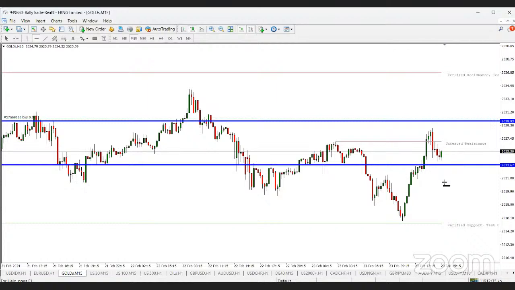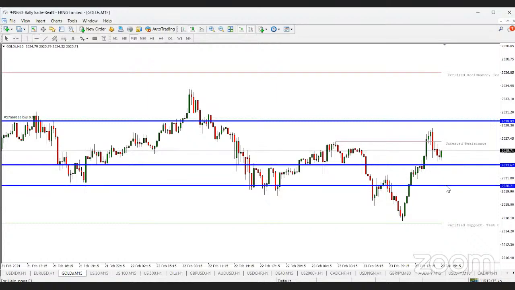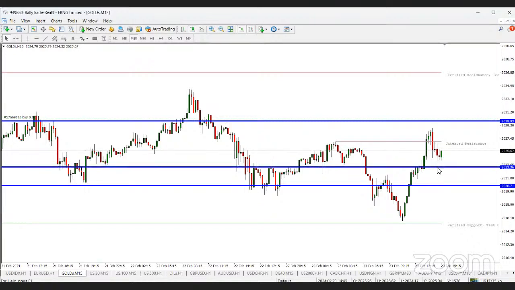For this particular zone here, I'll look out for a sell stop. I can do a sell stop at 2023.30, take profit at 2020.